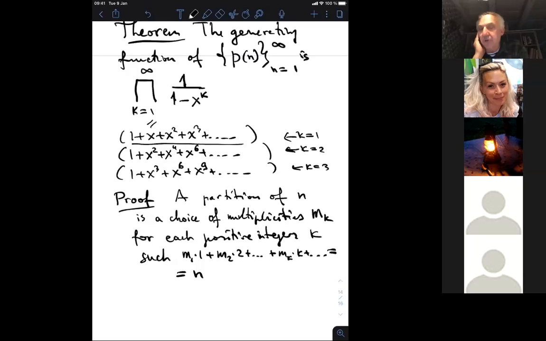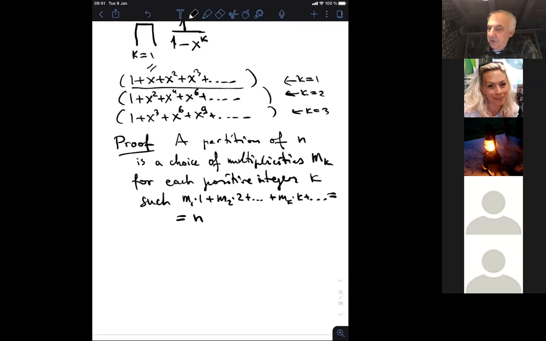So we are saying how many ones do we take in our partition, how many twos we take in our partition, and how many copies of k we take in our partition. So each partition is coded by this, in principle, infinite sequence, but for each n it would be only finitely many. So how many ones do we take, how many twos, how many threes, and so on.